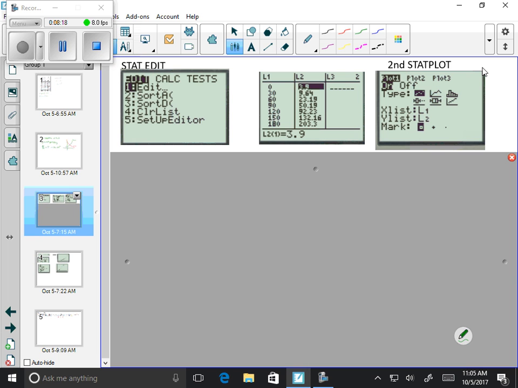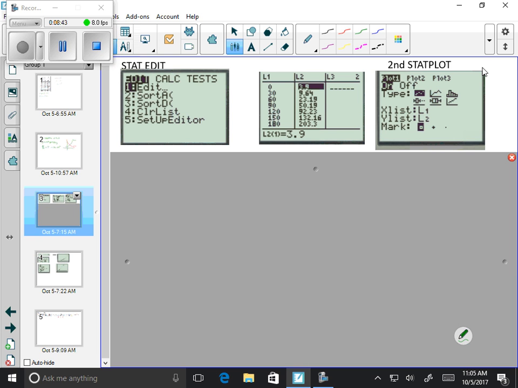Okay, so just hit clear. It's gone. Yep. So make sure there are no functions in for Y1 or Y2 or whatever in your Y equals menu, because the calculator gets all confused at that point too. So once you have those cleared, go to stat plot, which is second Y equals, I believe.